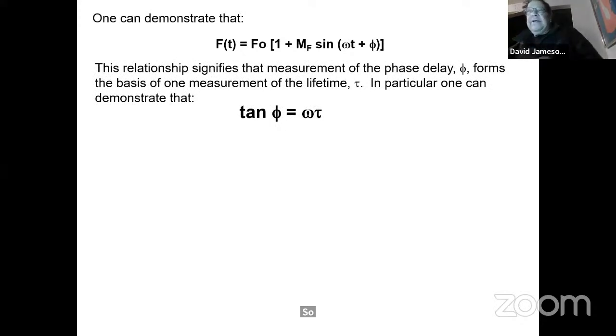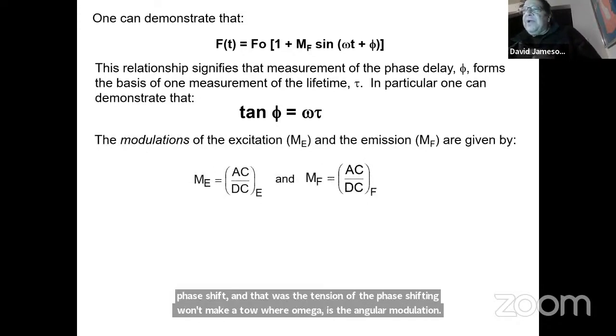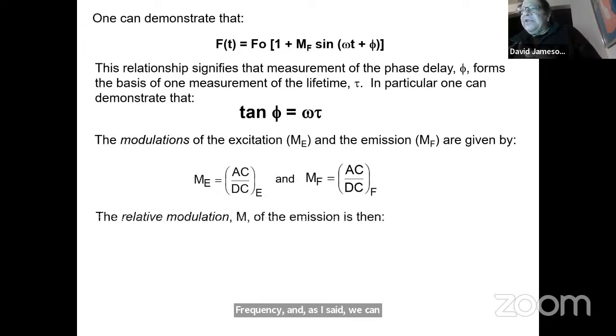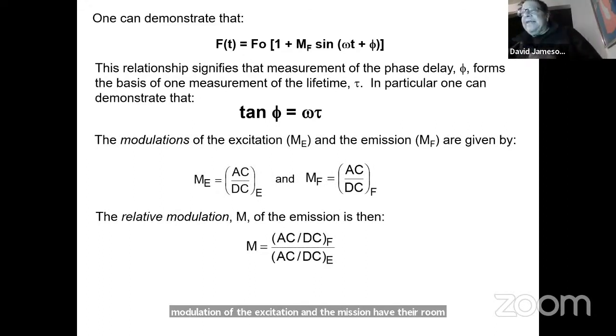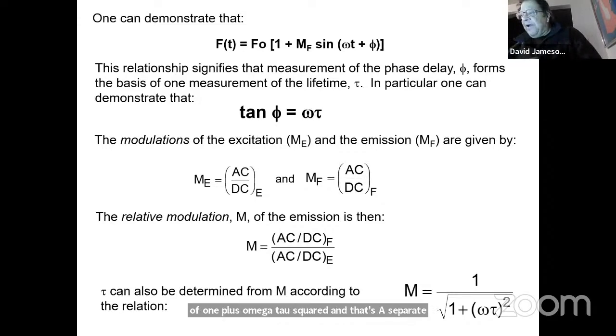So in 1936, they derived the equation to determine the lifetime based on the phase shift, and that was the tangent of the phase shift equals omega tau, where omega is the angular modulation frequency. And as I said, we can describe the modulation of the excitation and the emission, and the relative modulation of the emission is then AC/DC of the fluorescence divided by AC/DC of the excitation. That allows you to determine a lifetime based on modulation, 1 over the square root of 1 plus omega tau squared. And that's a separate lifetime determination, separate from the phase shift.